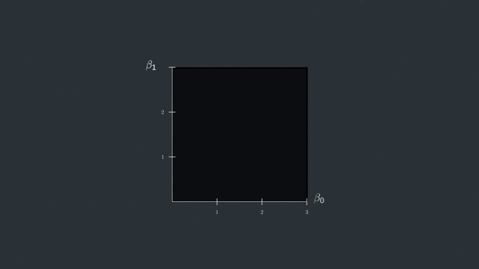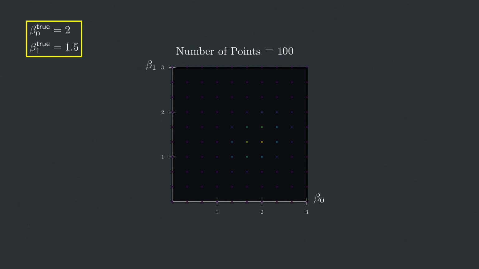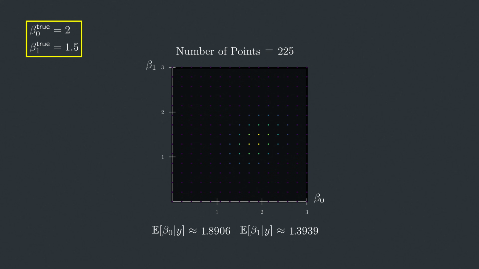In this example, I've simulated 25 data points from a logistic regression model with intercept and slope values of 2 and 1.5. Calculating expectations of discrete distributions defined over small grids like this is easy. It is equal to the sum over each value multiplied by its probability. We can improve the approximation by increasing the grid's granularity.